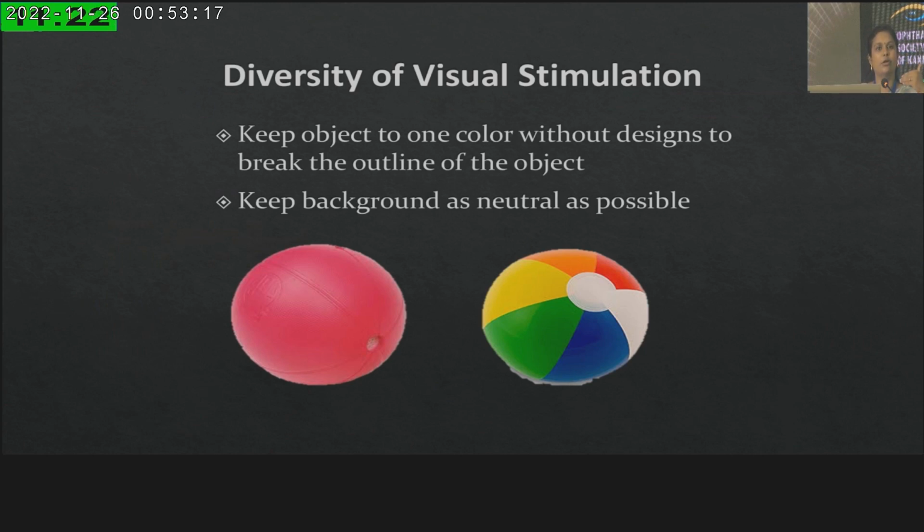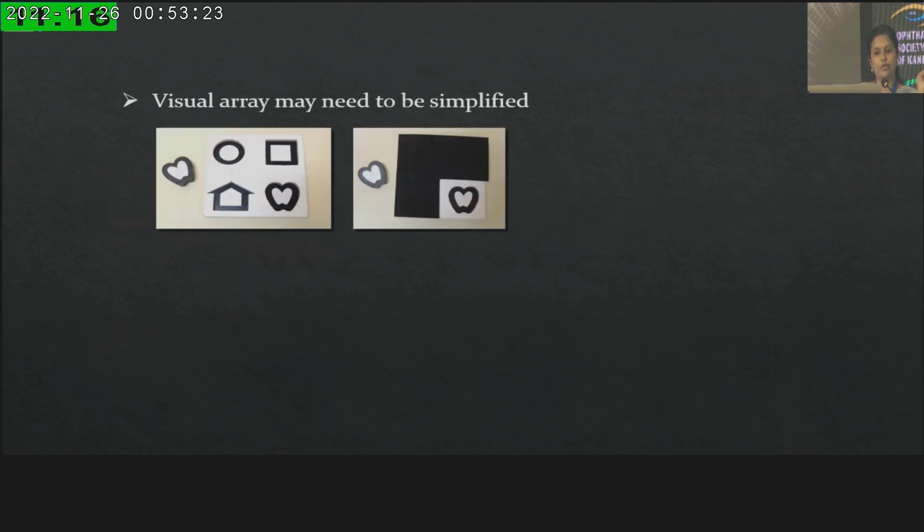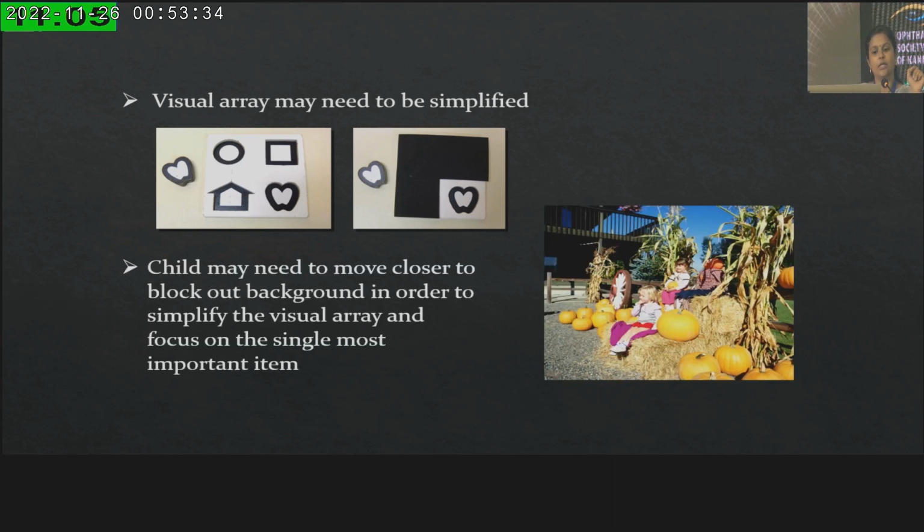Do not crowd or give multiple colors and multiple borders that the child will get confused with. Keep the background as neutral as possible. Simplify the visual array, meaning even when you're testing, show only one thing at a time. That is why single optotype visual acuity becomes very important in every child with special needs.